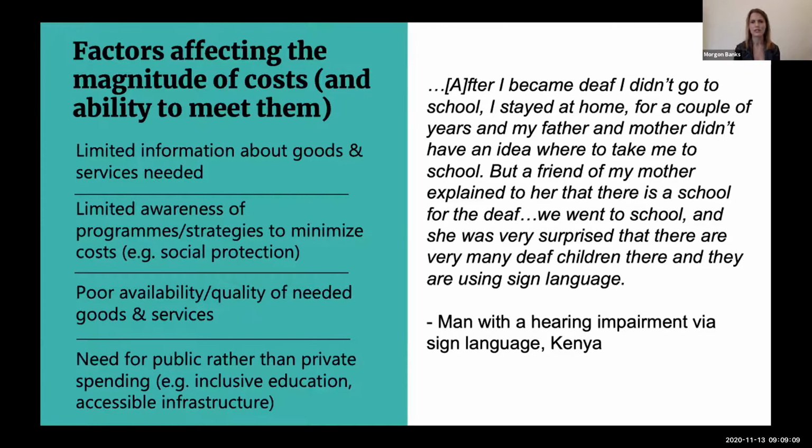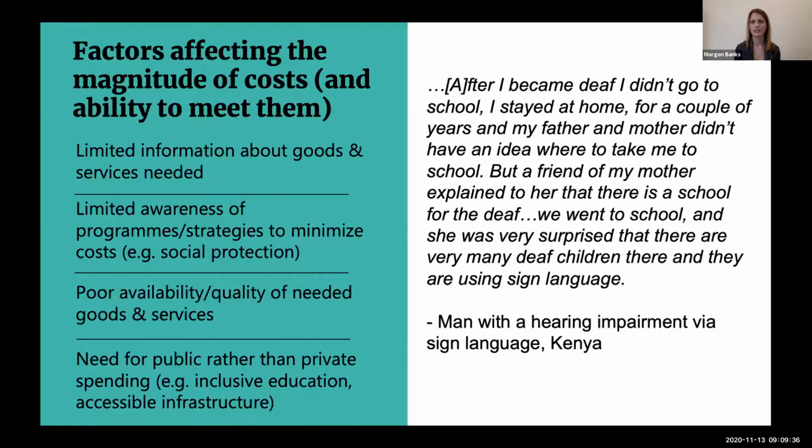So we have here, for example, a man with a hearing impairment in Kenya who was explaining by sign language that after I became deaf, I didn't go to school. I stayed at home for 2 years, and my mother and father had no idea where to take me for school. But a friend of my mother explained to her that there's a school for the deaf. We went to the school, and she was very surprised that there are very many deaf children there, and they're using sign language. So here we can see a few things going on.